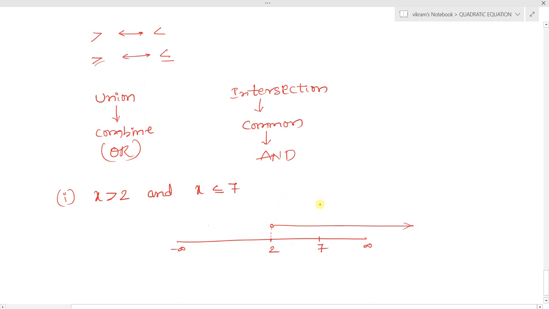Then x less than or equal to 7: at 7 it is a closed circle, and it goes up to minus infinity. Here we are asked for the intersection, so the common portion has to be taken. This is the common portion for these two. It is represented with 2 and 7, where 2 is an open brace and 7 is a closed brace, included. So we represent it as x belongs to (2, 7]. This is the way of representation.